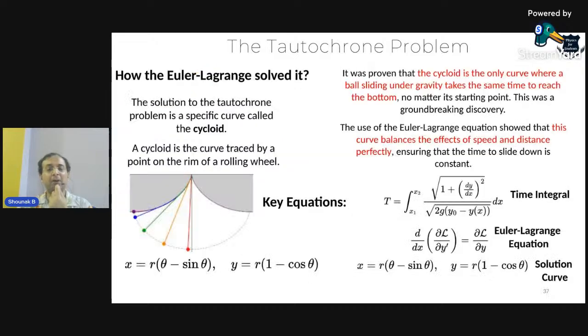So the basic foundation was to find the problem and find the solution, and the solution was not a straight line, not a curve, not a hyperbola, but a cycloid. And this actually shows the nature of the problem, that it was proved that the cycloid is the only curve where a ball sliding under gravity takes the same time to reach the bottom. So we got the time integral, the Euler-Lagrange equations, and the solution to the curve.